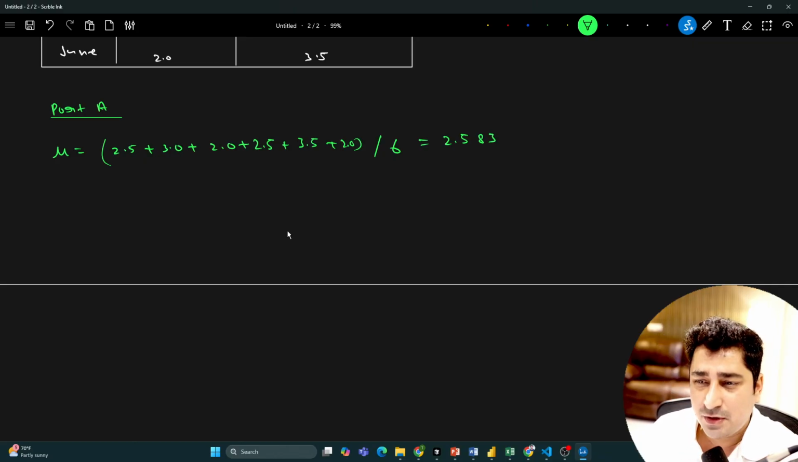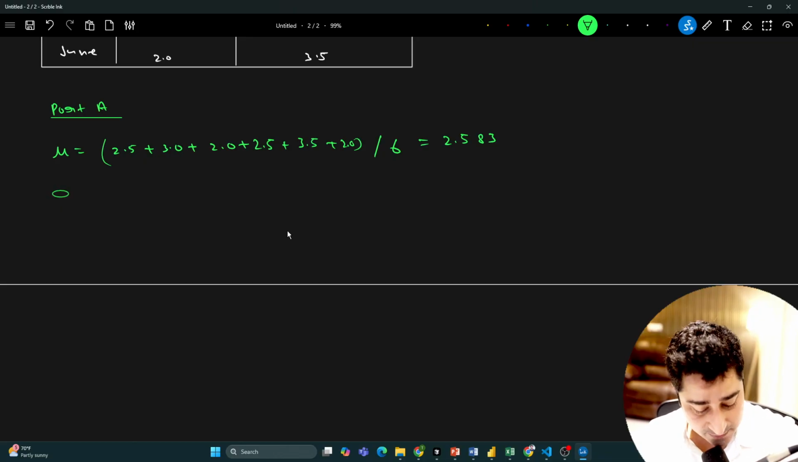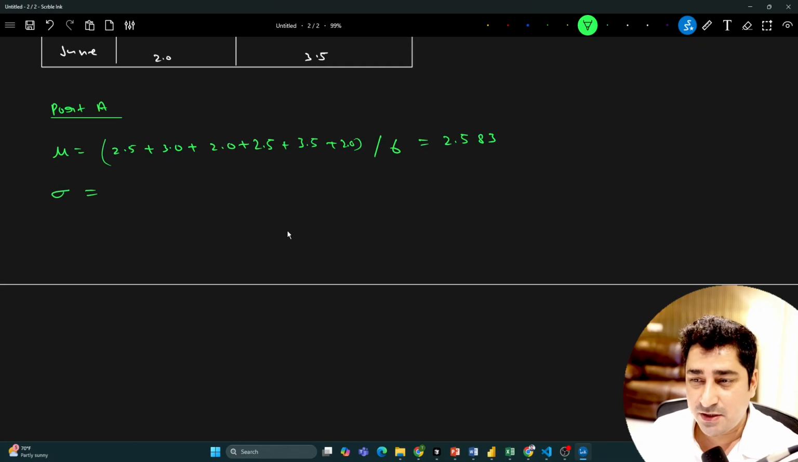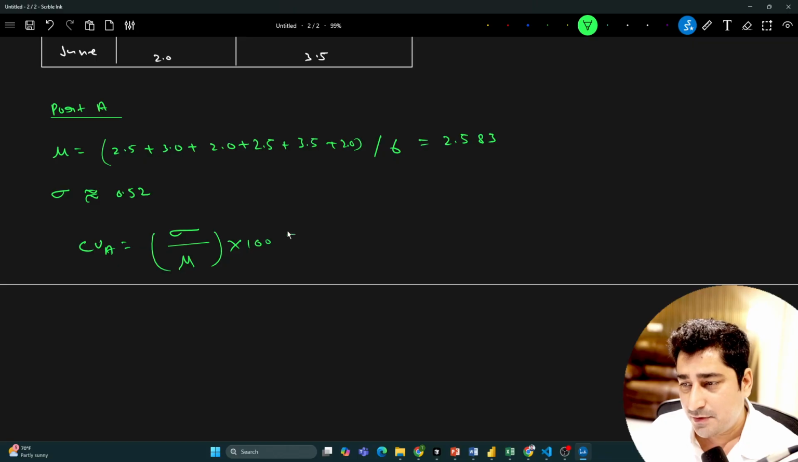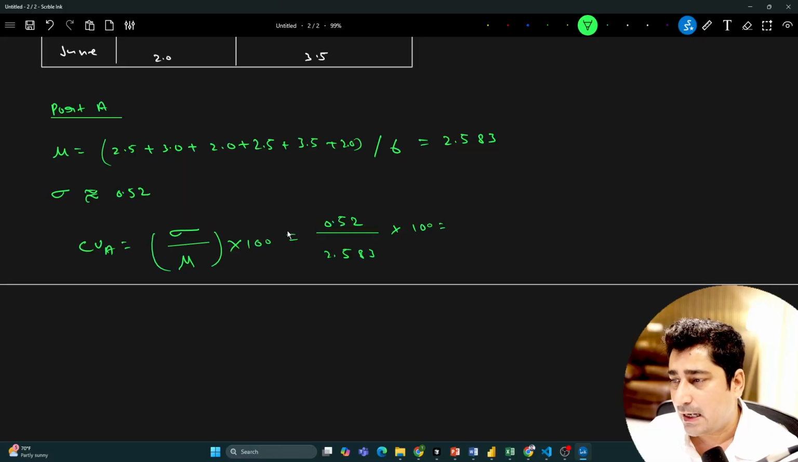Similarly, you can calculate the standard deviation for this particular data. I believe we all know the formula, so that is going to be approximately 0.52. I have already done the calculation. Now, the coefficient of variation for A is the standard deviation divided by the mean, into 100. So 0.52 divided by 2.583 into 100 gives approximately 20.13 percent.